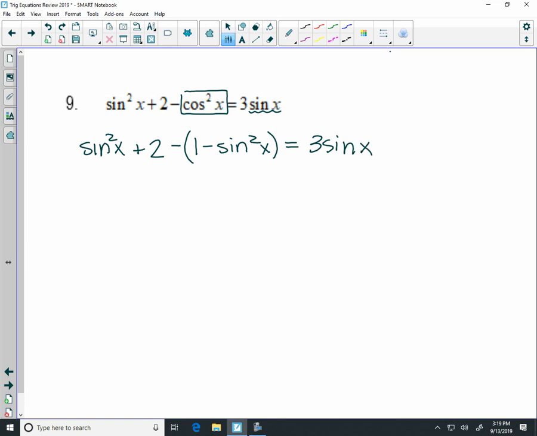And now really until the last step, you've done all the trig you're going to do. Now you do algebra. Carefully. Distribute the negative.